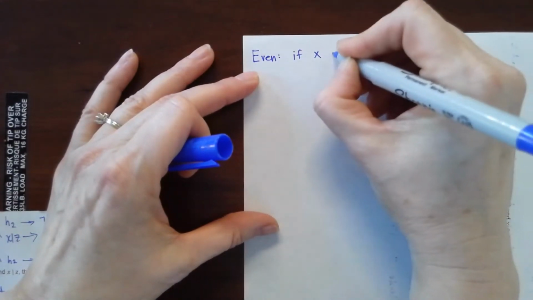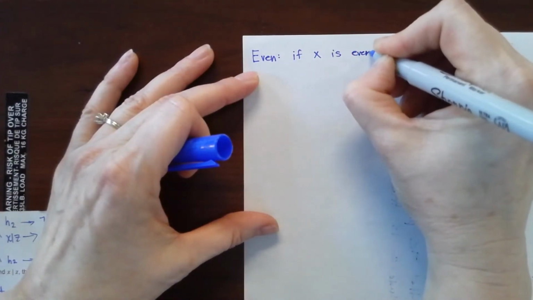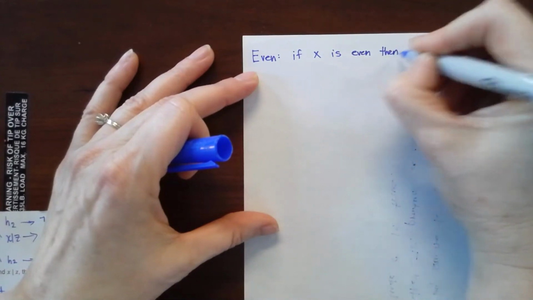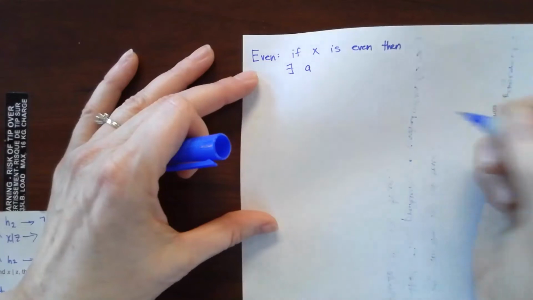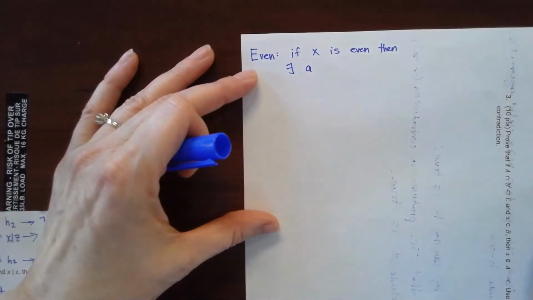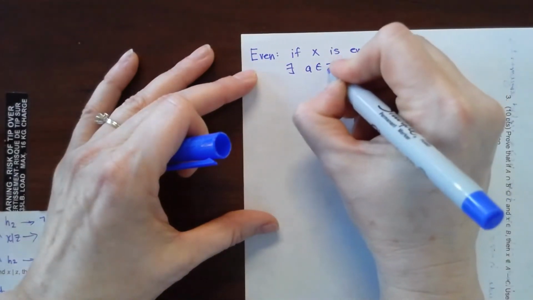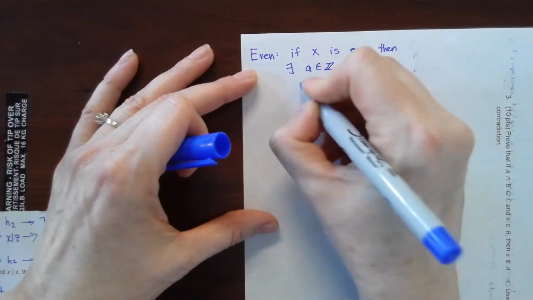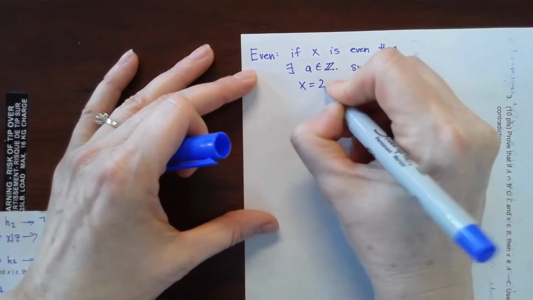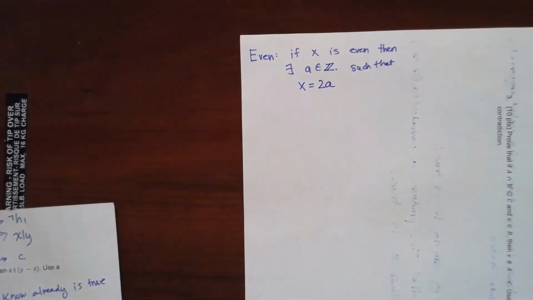If x is even, then there exists an integer, a, b, m, q, I don't care what you call it, some integer, such that x is 2 times that integer. So I can write x as a multiple of 2 if it's even.